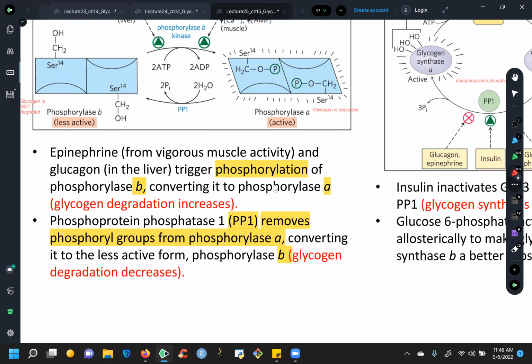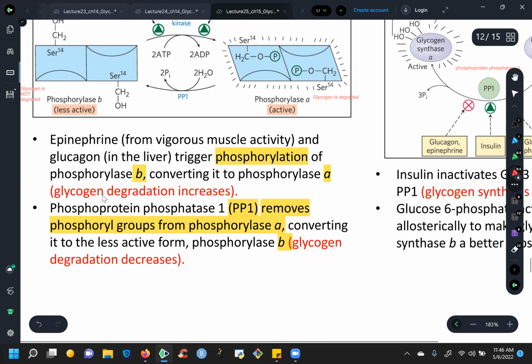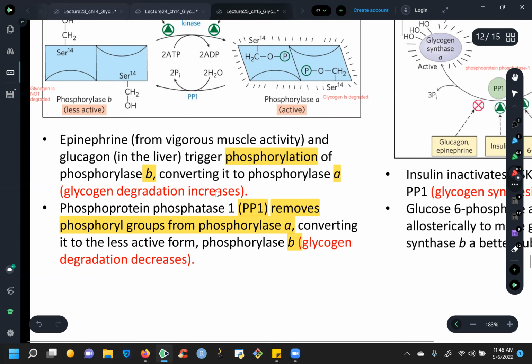And that makes sense because if you're working out a lot, then you're going to want to degrade glycogen so that you can get glucose, so that you can go through glycolysis and make more ATP. So that's what Maria wants you to be able to get at. So yeah, glycogen degradation would increase. If you have epinephrine and glucagon in the liver, this will trigger phosphorylation of phosphorylase B, converting it to phosphorylase A, which is the active form, which will increase glycogen degradation.